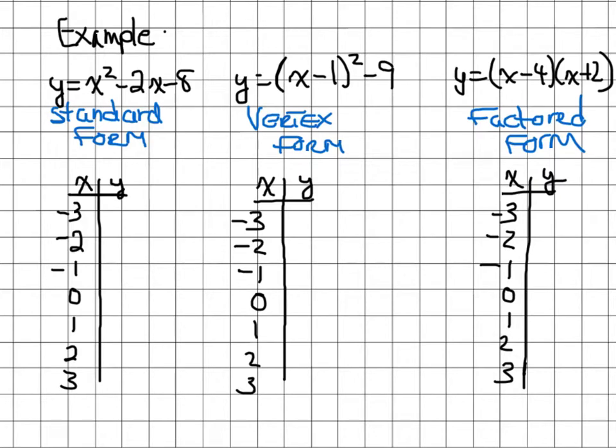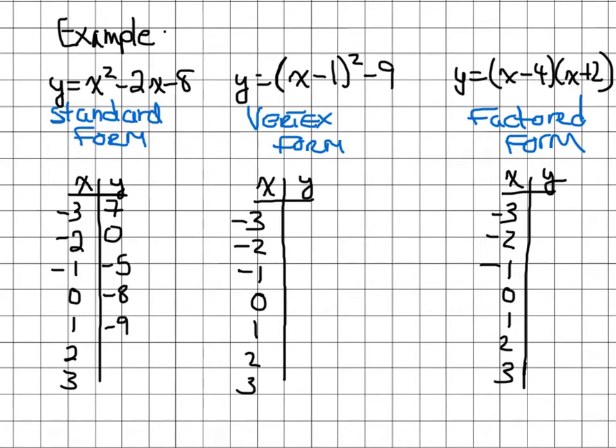So we'll start with standard form, filling in when x is negative 3, 9 plus 6 is 15, 15 minus 8 is 7. 4 plus 4 is 8, 8 minus 8 is 0. Then we have 1 plus 2 is 3, 3 minus 8 is minus 5. 0 minus 0 is 0, minus 8 is minus 8. Then 1 minus 2 is minus 1, minus 8 is minus 9.